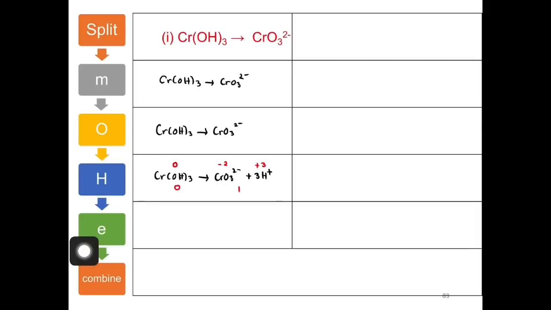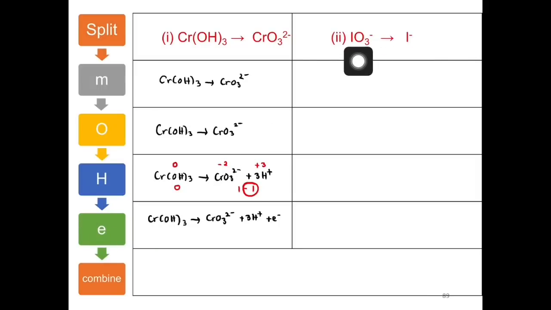Let's list down. 1 is more positive than 0. So 1 has to minus 1, so that the charge is equal to 0. So we have to add 1 electron on the right side. Now let's look at the next equation.